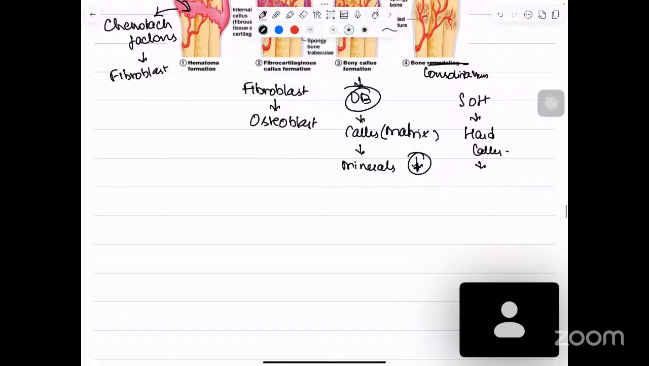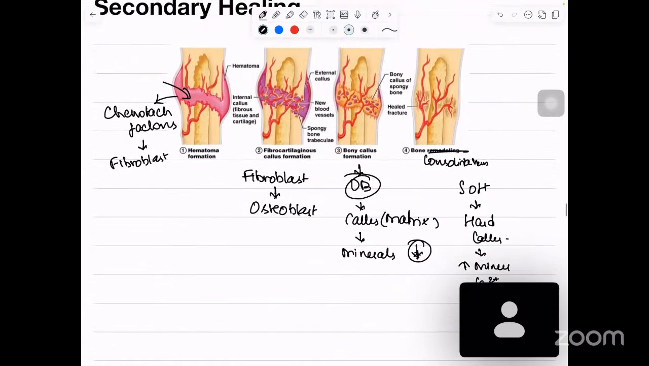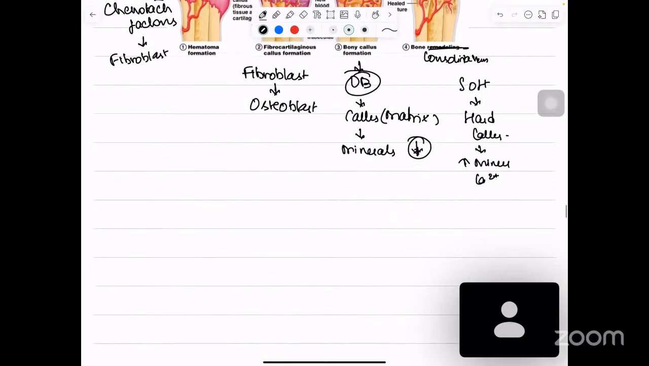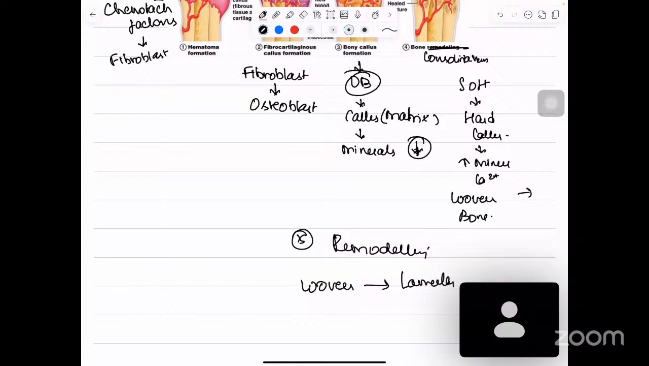இதுல வந்து என்னன்னு பாத்தீங்கன்னா increase minerals, that is calcium, collagen எல்லாமே அந்த இதுவாகி there will be a consolidation. இங்க தான் வந்து you will be getting a woven bone. இதுக்கு அடுத்த ஸ்டேஜ் ஆஃப் remodeling. Here a woven bone is converted into a lamella or a mature bone.